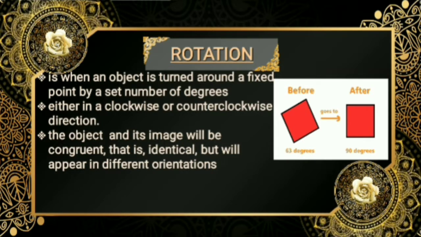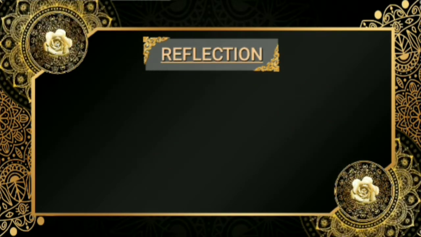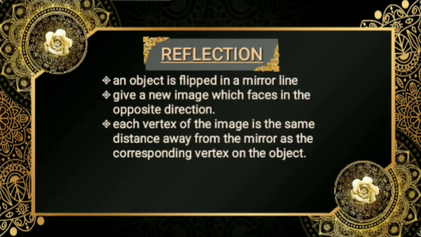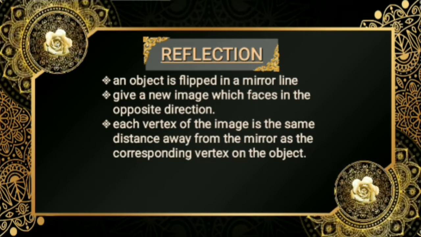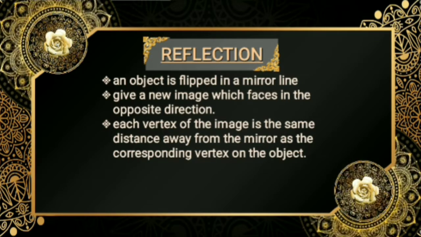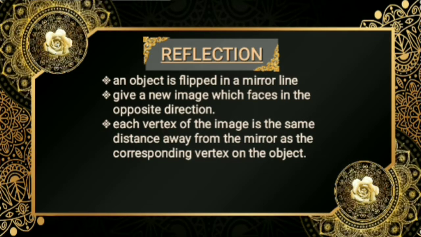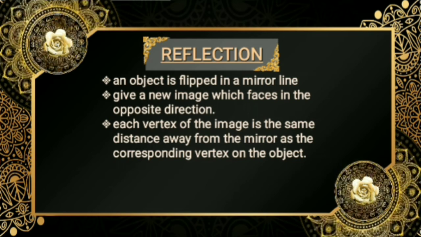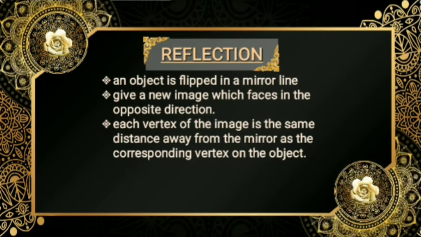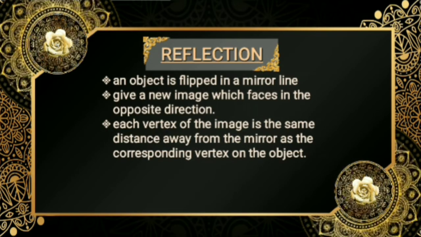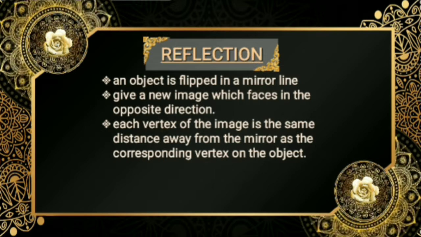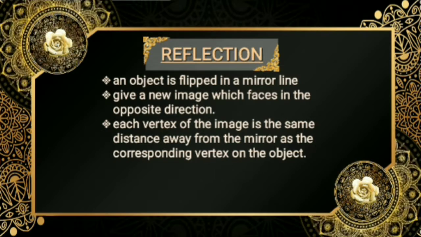Okay, lastly we have reflection. What is reflection? Reflection transformation occurs when an object is flipped in a mirror line. This means that a reflection in the plane moves an object into a new position that is a mirror image of the original position. The mirror is a line called the axis of reflection. If you know the axis of reflection, you know everything there is to know about the isometry.